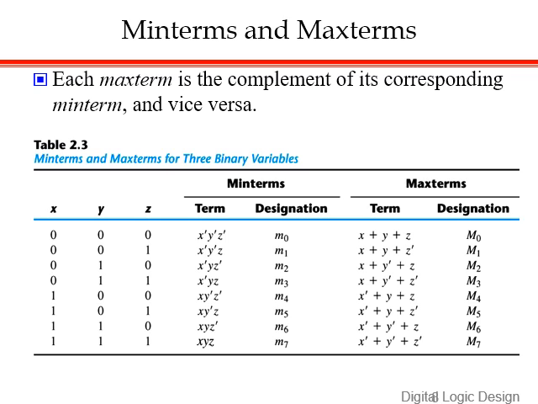We will use small letters for minterms and capital letters for maxterms. As we have already discussed, a maxterm is the complement of its corresponding minterm. So you will take the complement of this function, and using De Morgan's law it will be equal to x plus y plus z, and this is the maxterm M0. Similarly, for x prime y prime z, the complement will be equal to x plus y plus z prime. So these are the maxterms, and these are the minterms.